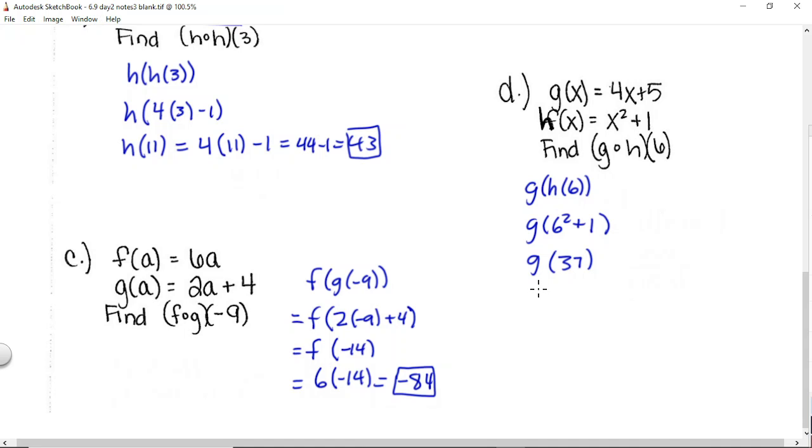So g of 37 is, here's what g is. G of x is 4x plus 5. So g of 37 is 4 times 37 plus 5. Just plug in the 37 for the x. That's 148 plus 5. And that is 153.